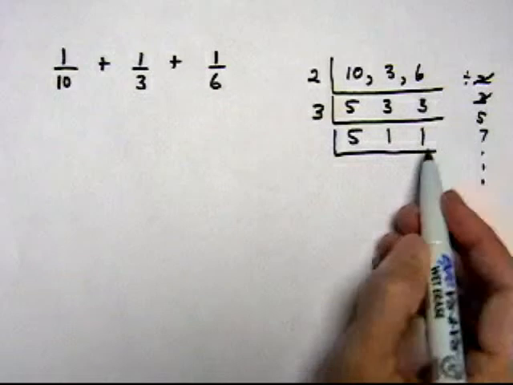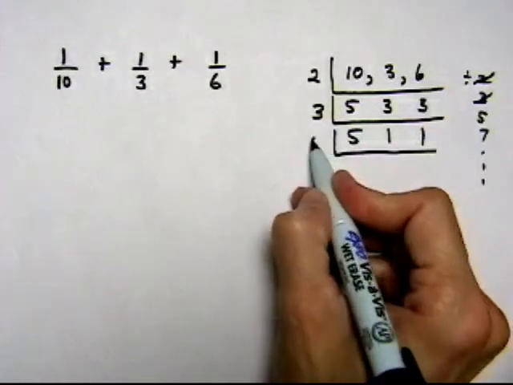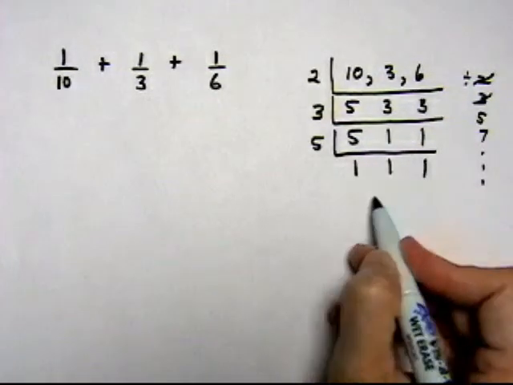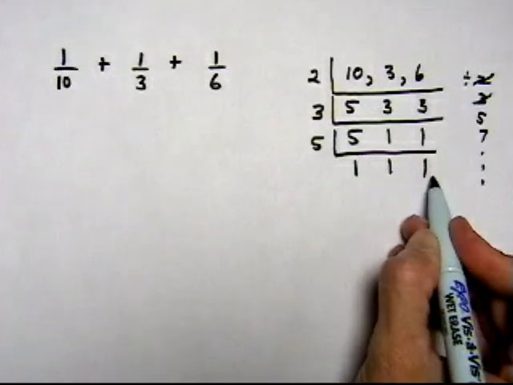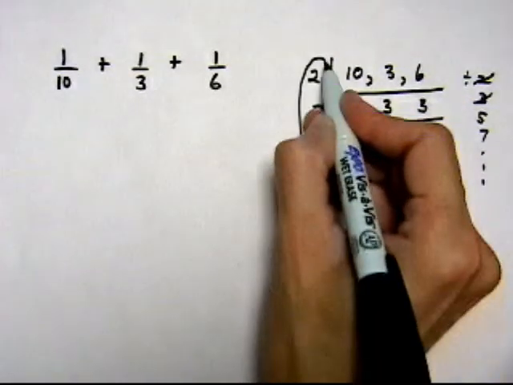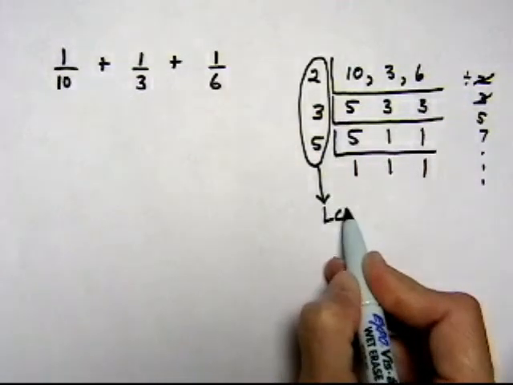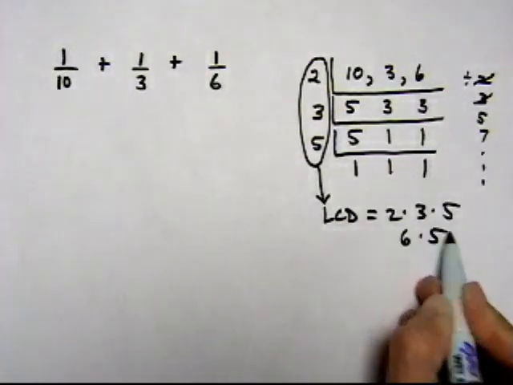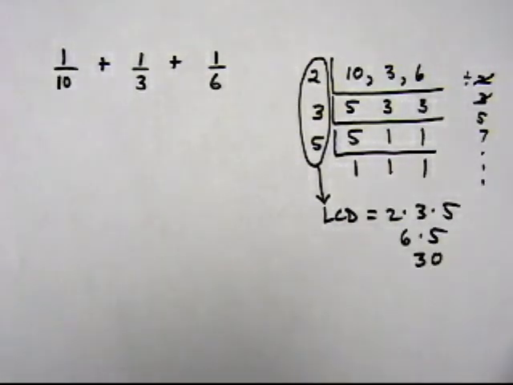3 doesn't work anymore. 5 works, so we're going to use 5. 5 by 5 is 1. Bring down the other ones, and remember, when you get all ones, you're done. And here's the LCD. LCD is 2 times 3 times 5. 6 times 5 is 30.